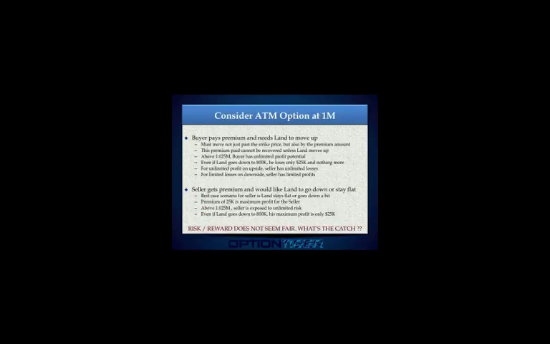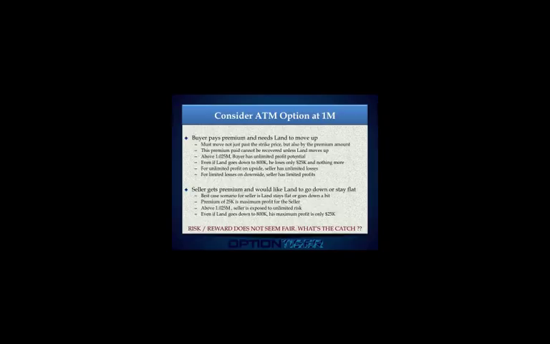Out of these three scenarios, we are going to consider that the buyer and seller went in for the at the money option at $1 million. This is the simplest example to understand, so that's what we're going to consider. So let's just look at both the buyer and the seller perspectives again.